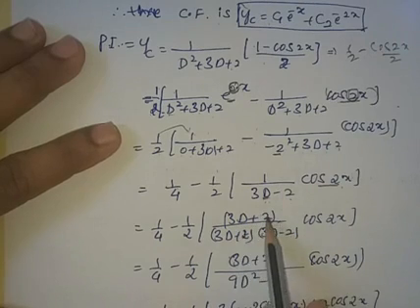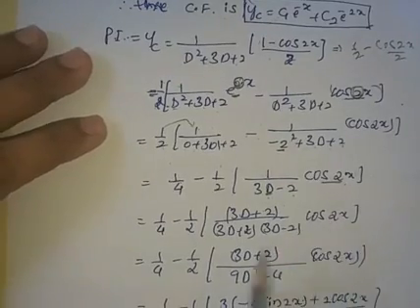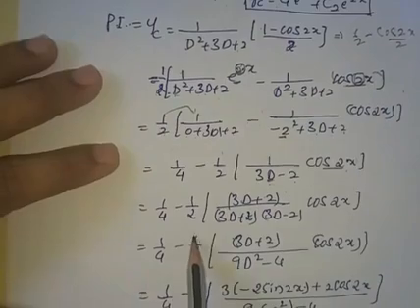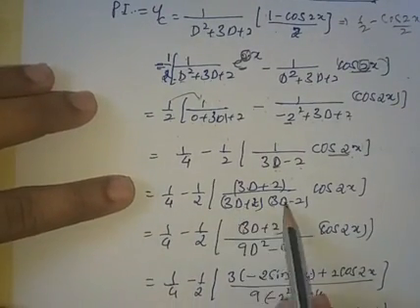1 into 3D plus 2 is 3D plus 2, therefore 3D plus 2 into 3D minus 2 we are going to write here of cos 2x. 1 by 4 as it is, minus 1 by 2 as it is. Now let us simplify this. This is of the form a plus b into a minus b.